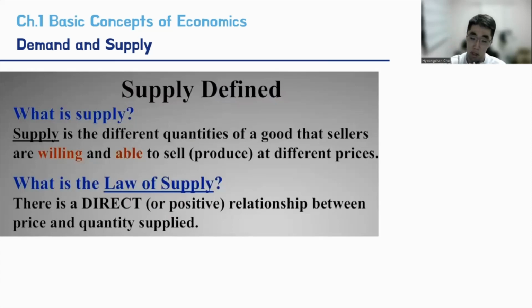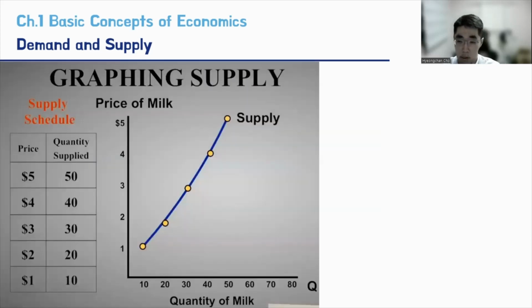So the law of supply is that there is a direct relationship, the same meaning as a positive relationship, between the price and quantity supplied. It's not quantity demanded. From now on, it's quantity supplied. Okay. Let's check it. Here is a similar curve but slightly different from the demand curve. It's not like the demand curve. The supply curve is an upward curve like this.